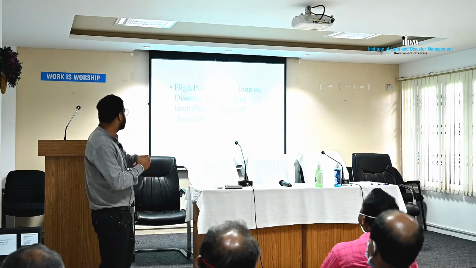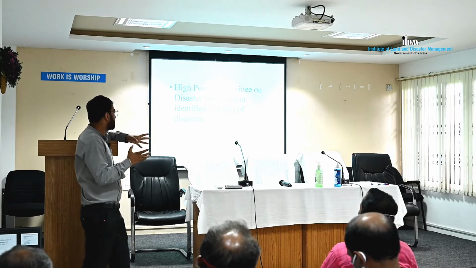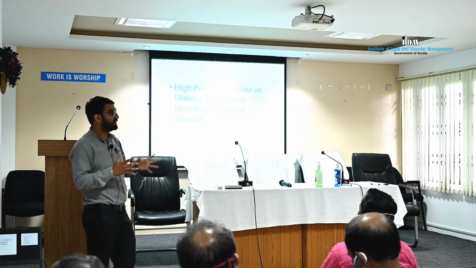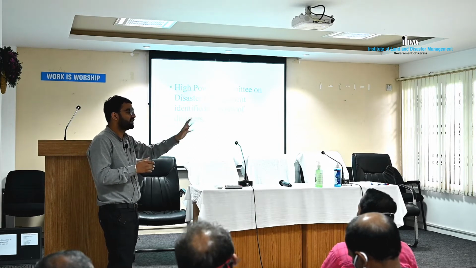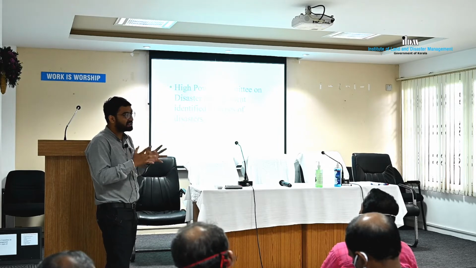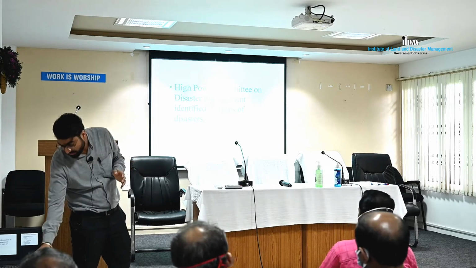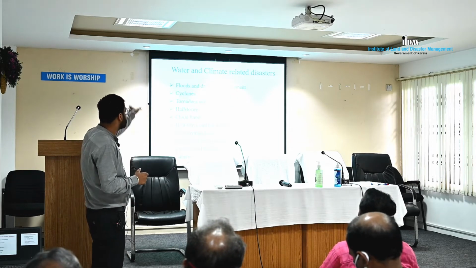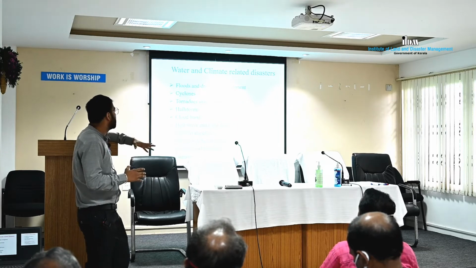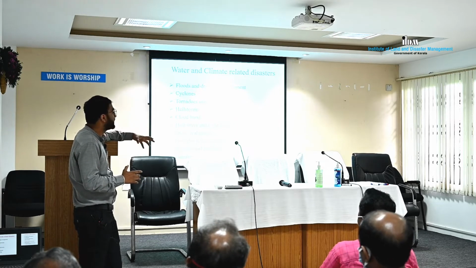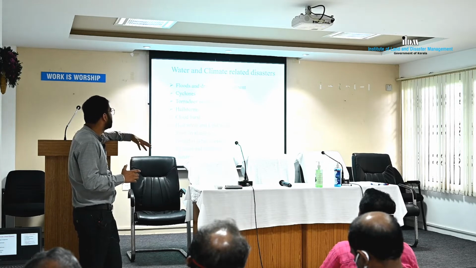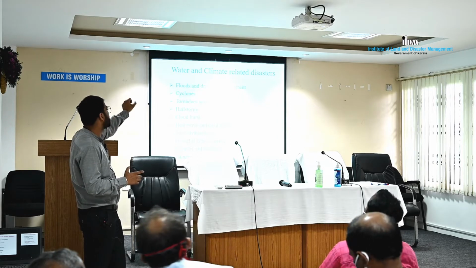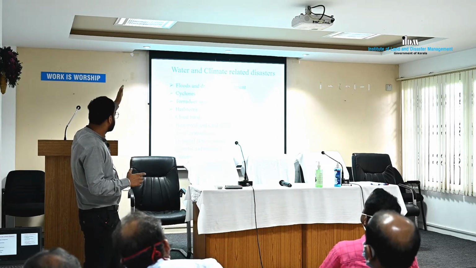After that, there is a high power committee which came and gave 31 types of disasters, because we cannot say that if this AC falls down, it is also a disaster. The committee has recommended there are 31 types of disaster. What are these? These are water and climate related disasters. This is the list: flood and drainage management, cyclones, tornado, hurricanes, hailstorms, cloud bursts, heat waves, cold waves. So these are the disasters related to water and climate.